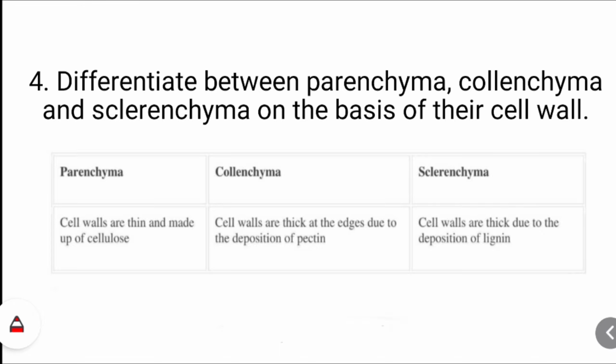Next, number 4: Differentiate between parenchyma, collenchyma, and sclerenchyma on the basis of their cell wall. In the first, cell walls are thin and made up of cellulose. In the second, cell walls are thick at the edges due to the deposition of pectin. In the third, cell walls are thick due to the deposition of lignin.